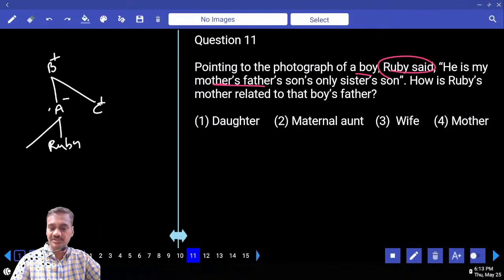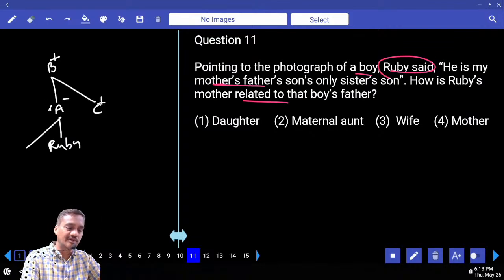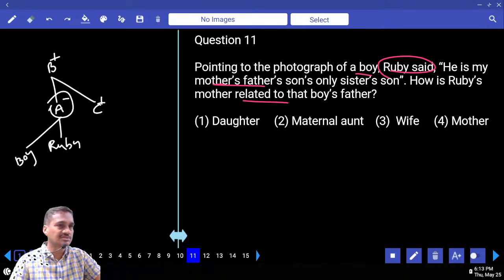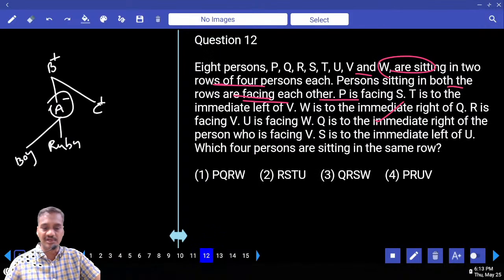Then how is Ruby's mother related to the boy's father? And Ruby's mother, related to whom? Now this is the boy. Boy's mother is the wife. Isn't it? Now that person and this boy's father are spouses to each other. Hence Ruby's mother is related to this boy as wife. Choice 3, question number 11.